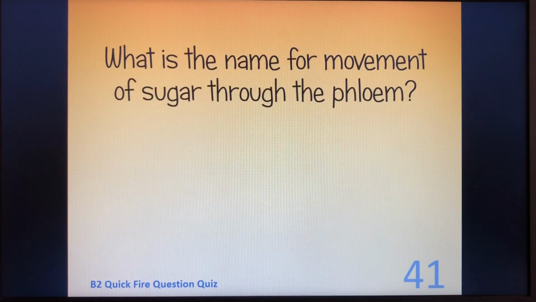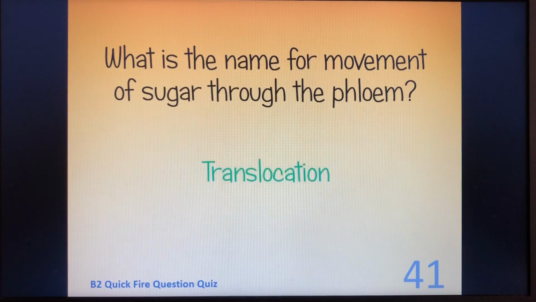And question 41. What is the name for the movement of sugar through the phloem? We're in the plant at the moment, so we're not talking about the xylem, which is the water and the minerals. We're talking about the phloem, which is sugar. And what is that name of it moving through the phloem? So the sugar is made in photosynthesis. It's got to be transported to all locations around the plant, so it's called translocation.